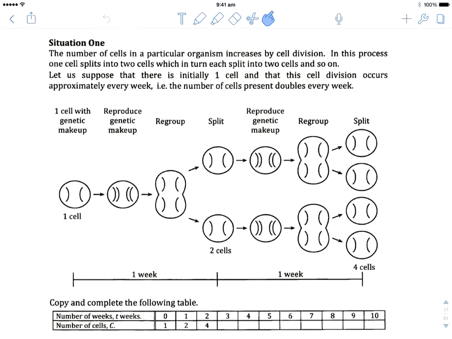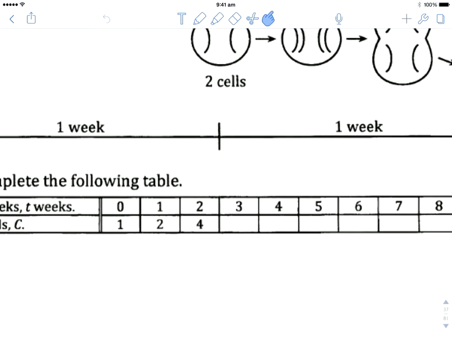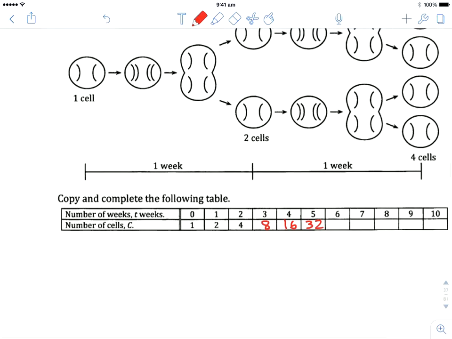Here's a really basic one where we've got cells dividing. We start off with one cell at time 0 weeks. After 1 week we've got 2 cells. After 2 weeks we've got 4 cells, and they keep dividing in that fashion. Here we want to come up with some equations that model this situation. If you have a look in the table, I could start filling it in and say, okay, it's doubling each week. That's really what's going on. So what's the equation that describes this situation?